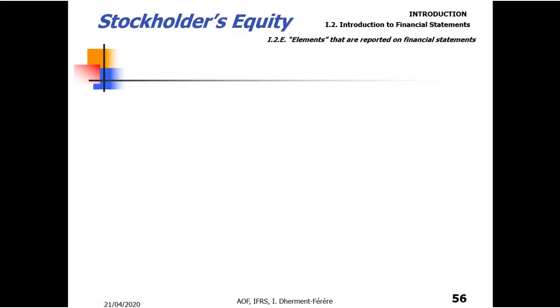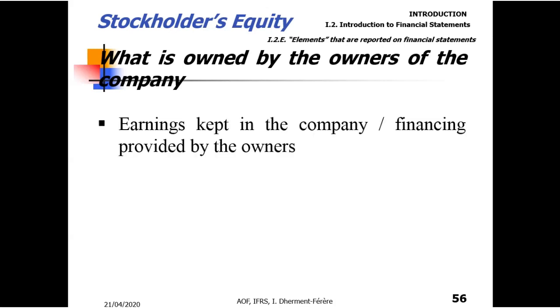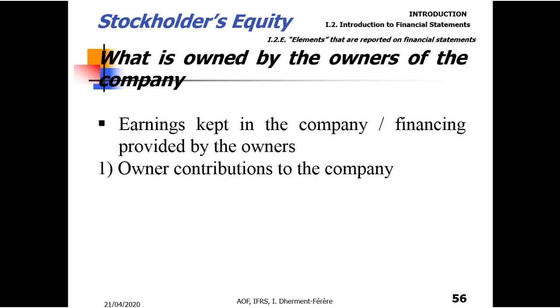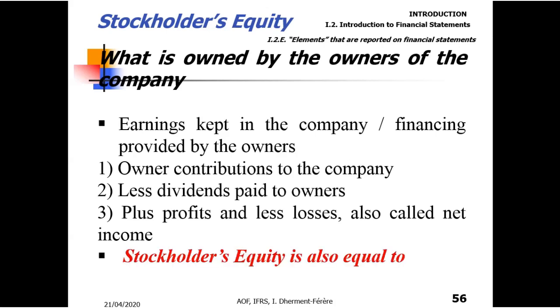What is stockholders' equity? It's what is owned by the owners of the company. Earnings kept in the company, financing provided by the owners. 1. Owner contributions to the company. 2. Less dividends paid to owners. 3. Plus profits and less losses, also called net income. So stockholders' equity is also equal to total assets less total liabilities.